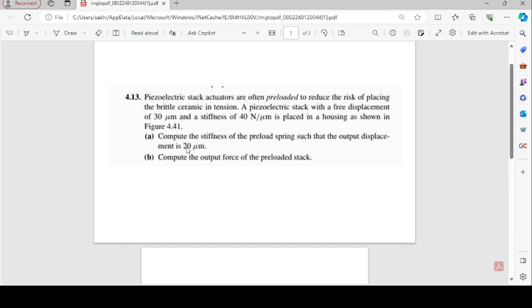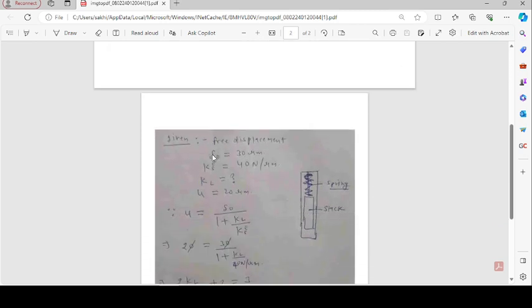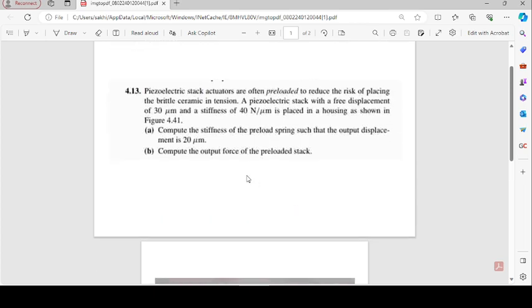So we have to compute the stiffness of the preload. We have a stack and we have a spring. The stack has its own stiffness and the spring has its own stiffness. The stiffness of the stack is given, and a displacement of 20 micrometer is given. When the system works in tension, it produces 20 micrometer output displacement. So we have to determine the stiffness of the preload spring, right?